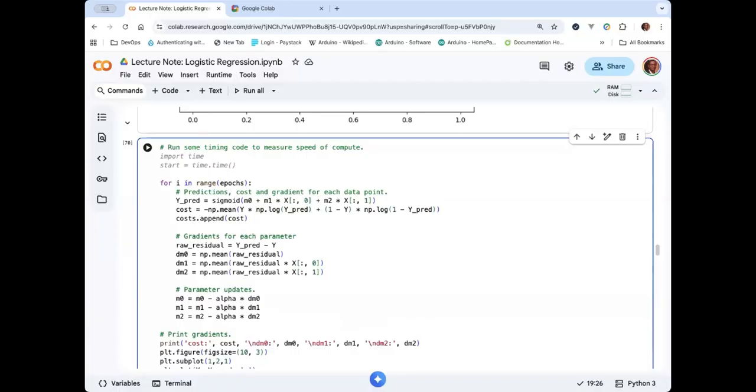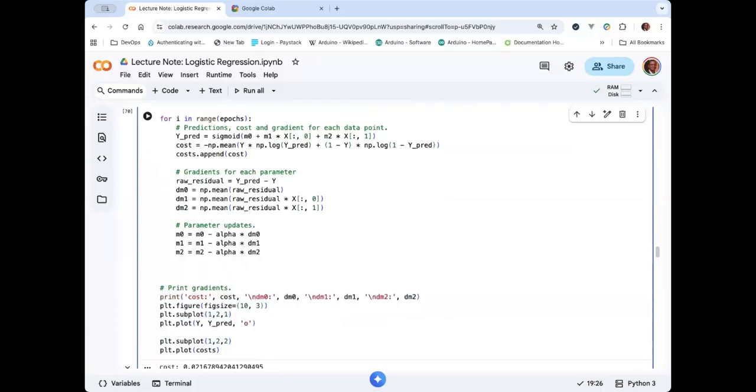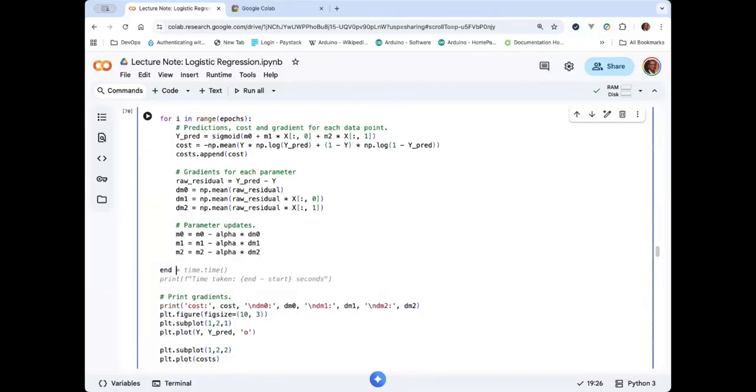So you can just do start equals time dot time. Then when you are done, maybe before plotting, because I don't want to include the printing time as part of the compute time, you can just say end equals time dot time. And then you just print the time taken and see how that will give you in seconds.